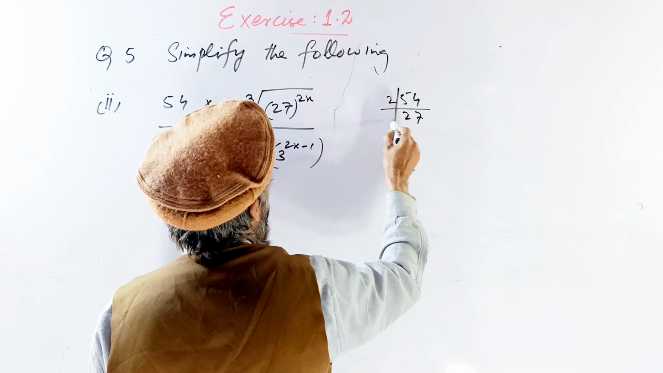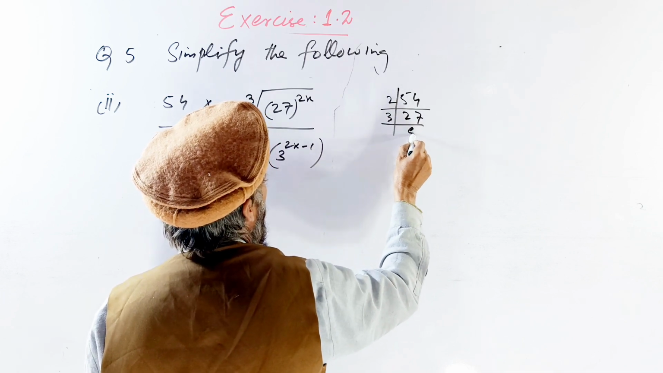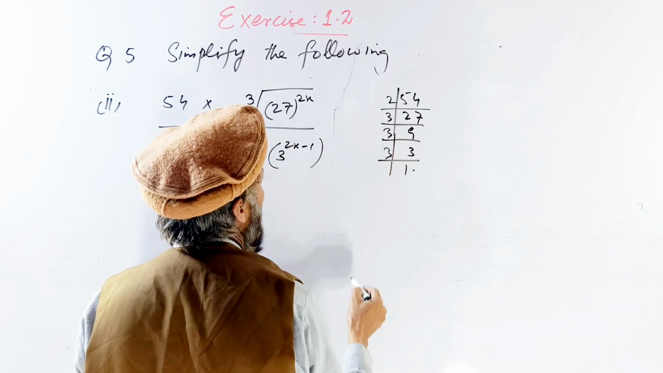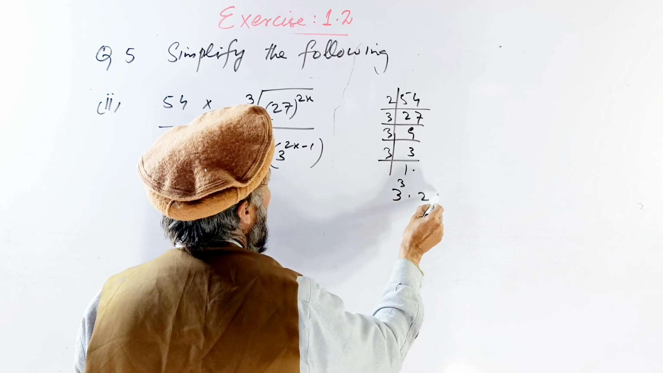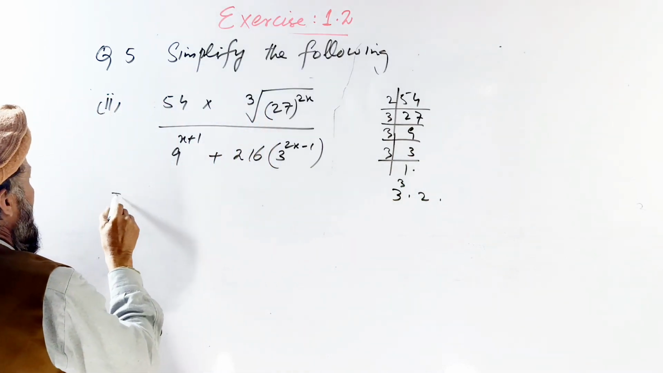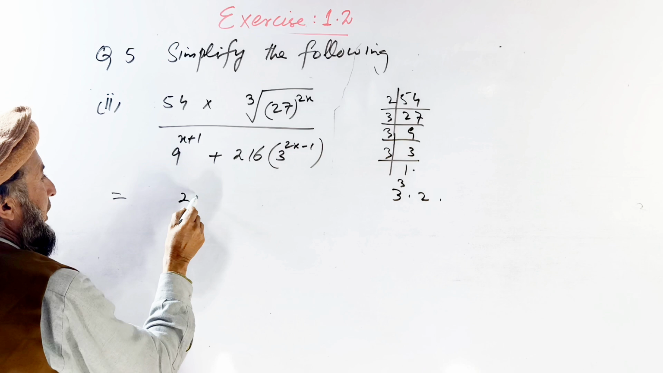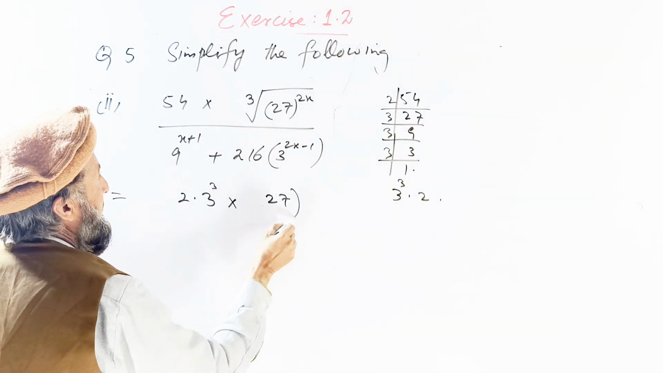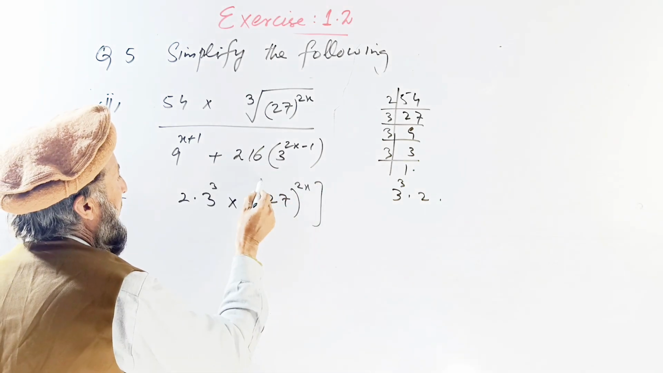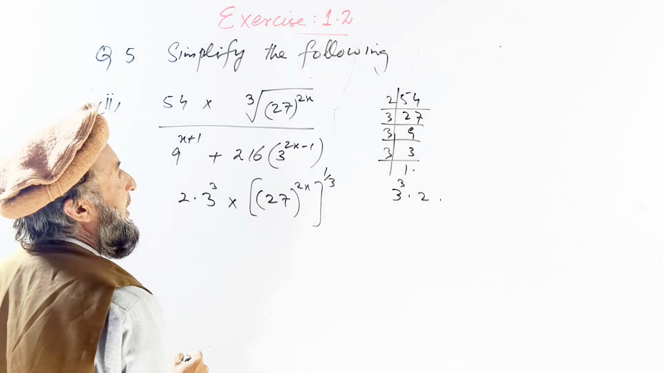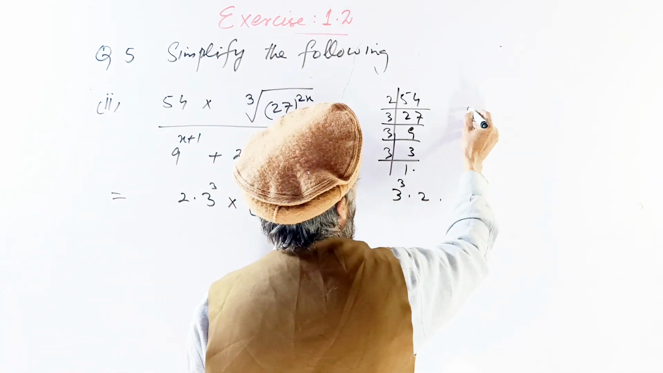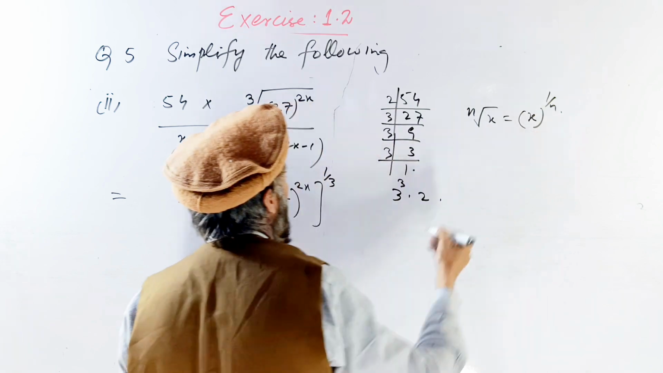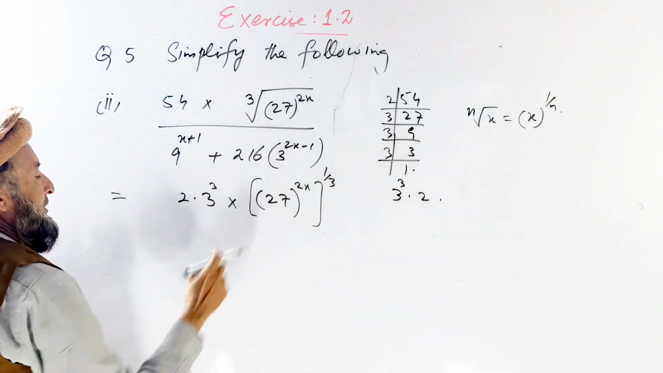So 27 and 3 9 3 3 1 means that we can write 3 power 3 into 2. We can write this term 2 into 3 power 3, we get 54, and to index form we change 27 2x and whole power 1 by 3. Index form we can write, because we have the formula in x index form, if we write x whole power 1 by n, according to this rule we can change this result.